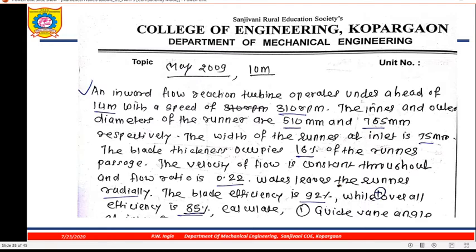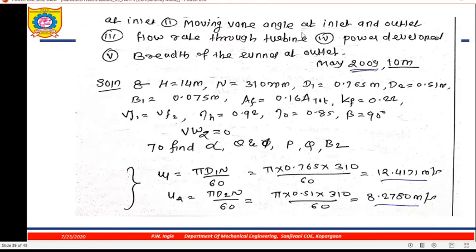An inward flow reaction turbine operates under the head of 14 meter with a speed of 310 rpm. The inner and outer diameters of runner are 510 mm and 765 mm respectively. The width of runner at inlet is 75 mm. The blade thickness occupies 16% of runner passage. The velocity of flow is constant and flow ratio is 0.22. Water leaves the runner radially. Blade efficiency 92%, while the overall efficiency is 85%. Calculate guide vane angle, moving vane angle at inlet, flow rate through the turbine, and power developed.